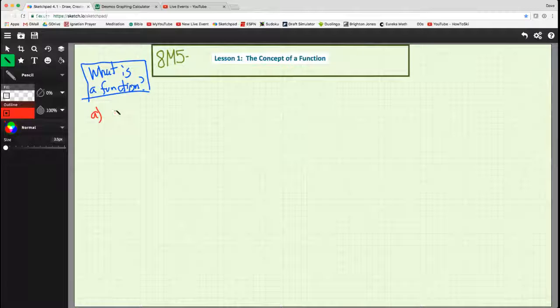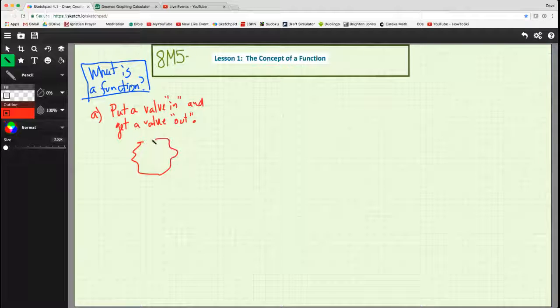A function is a mathematical construct that you put a value in, and get a value out. Again, we're not getting too formal with our definitions today. So in other words, if I take this magic function, this is going to be called my function cloud, if you will, function. And hopefully, if this doesn't make sense to you, just throw it away.